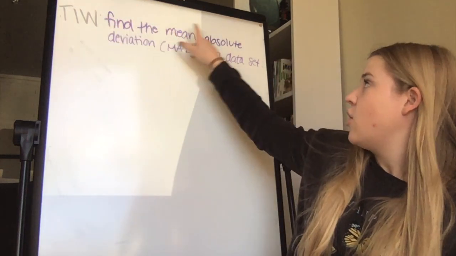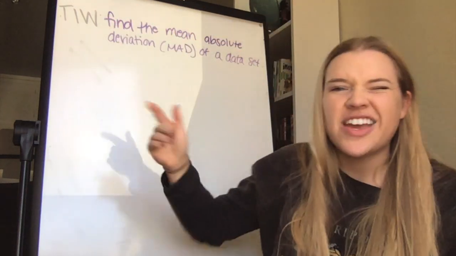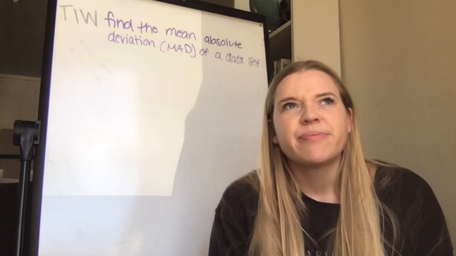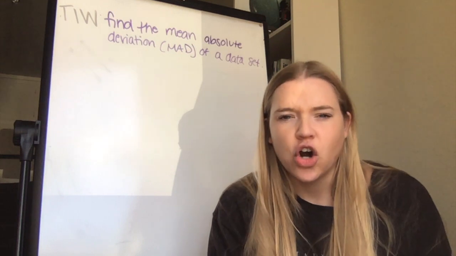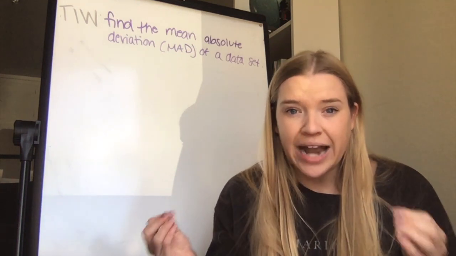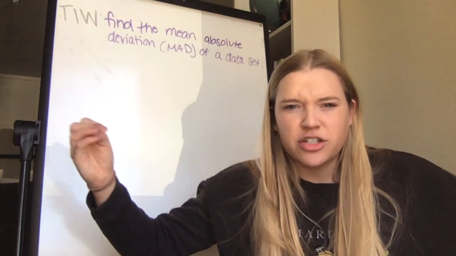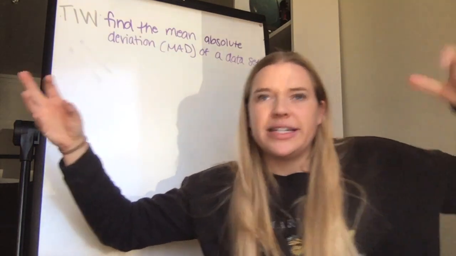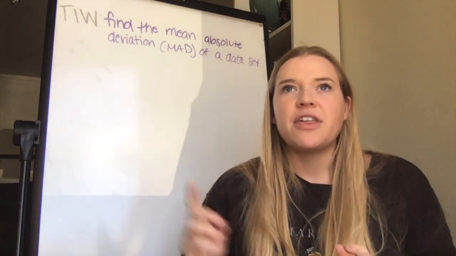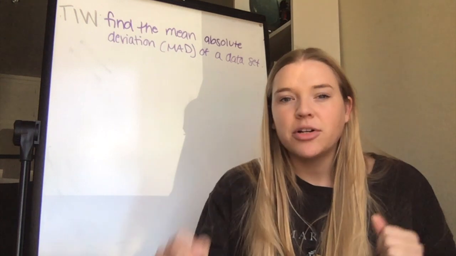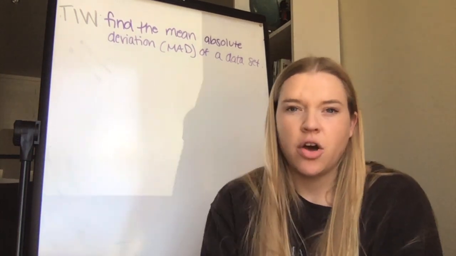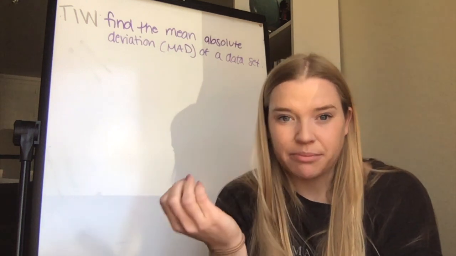So mean, we know. Absolute value, we know. Deviation is the only new term here. Our deviation is essentially how different the numbers in this data set are. The larger the deviation is, or the larger the MAD is, it means there's more variety, more differences in the numbers. This is going to make more sense as I do an example of it. But the smaller the MAD is, that means that the numbers in our data set are all a lot closer together.